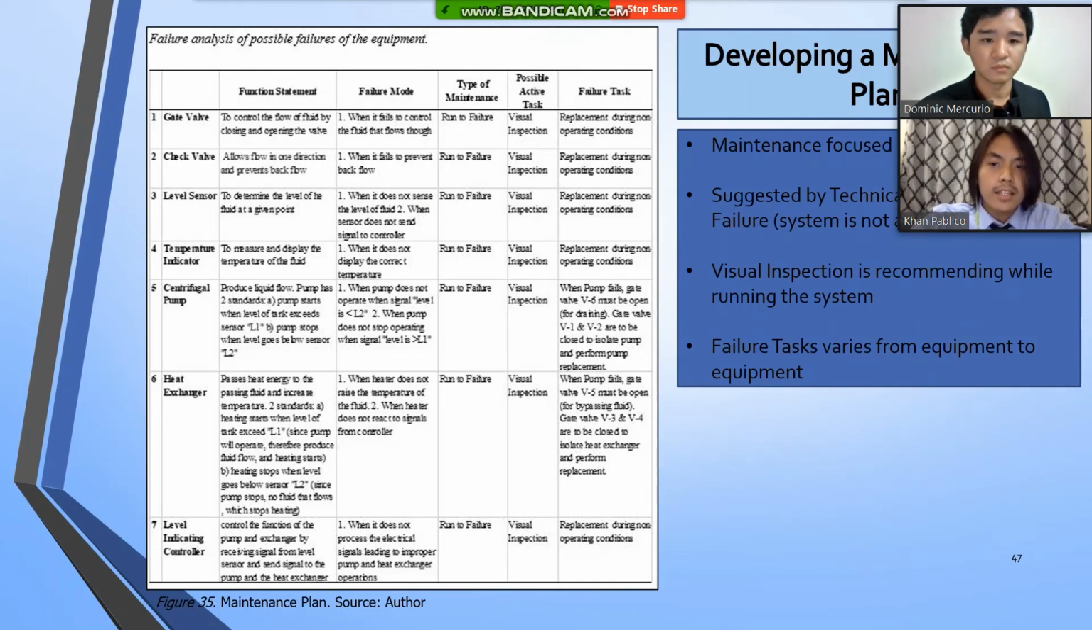Here is a summarized maintenance guide that we came up with, and this considers all of the equipment that was used in our design, and it says the function statement of the equipment, the failure mode, the type of maintenance that would be required, and when it fails, what maintenance should be performed.